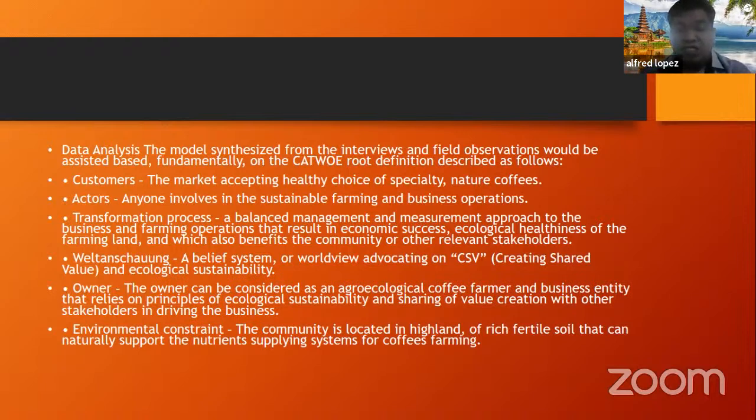Worldview: a belief system or worldview advocating CSV, creating shared value and ecological sustainability. Owner: the owner can be considered as an agroecological coffee farmer and business entity that relies on principles of ecological sustainability and sharing of value creation with other stakeholders in driving the business. Environmental constraint: the community is located in highland of rich fertile soil that can naturally support the nutrient supplying systems for coffee farming.